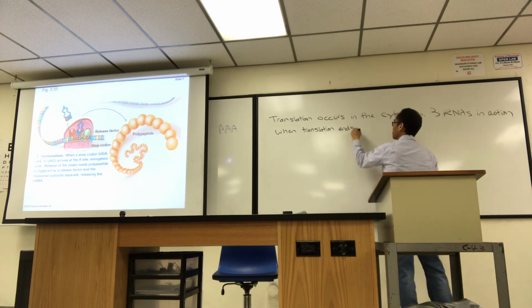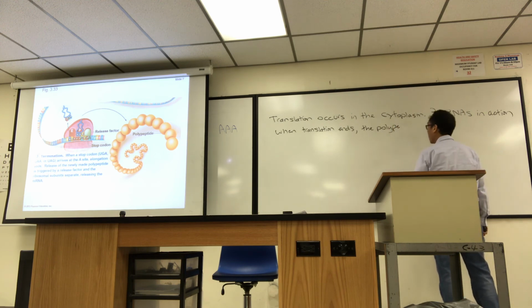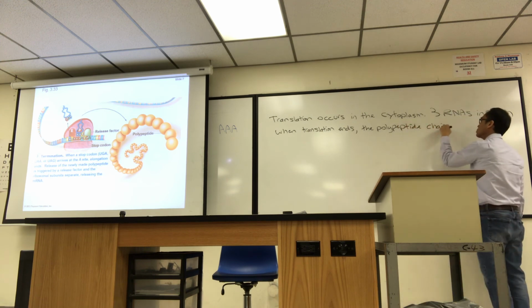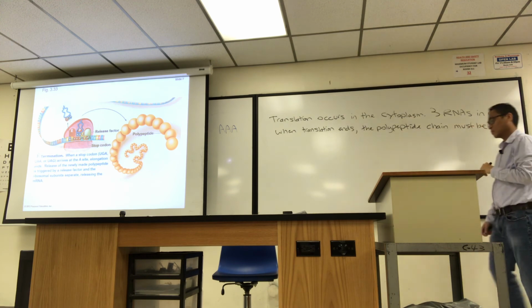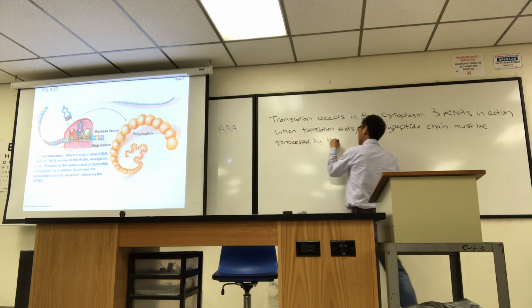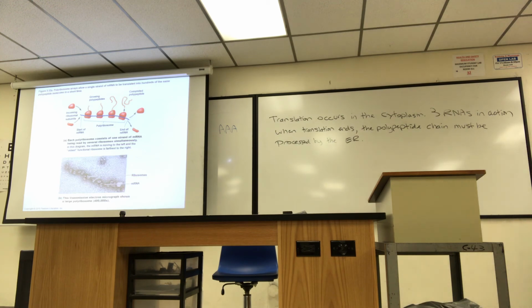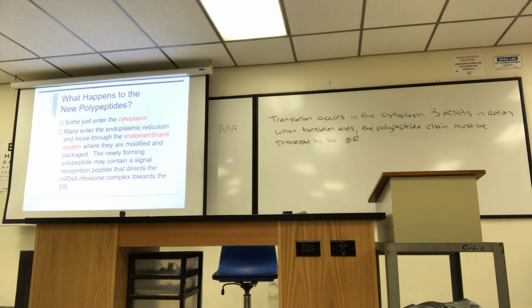When translation ends, the polypeptide chain must be processed by the ER, the endoplasmic reticulum, which we talked about before. There's a nice picture of many rRNAs making their polypeptides. So what happens to them? Well, some just enter the cytoplasm, many enter the endoplasmic reticulum and move through the endomembrane system where they're modified and packaged. The newly forming polypeptide may contain a signal recognition peptide that directs the mRNA ribosome complex towards the ER. Here's a picture of that verbiage.